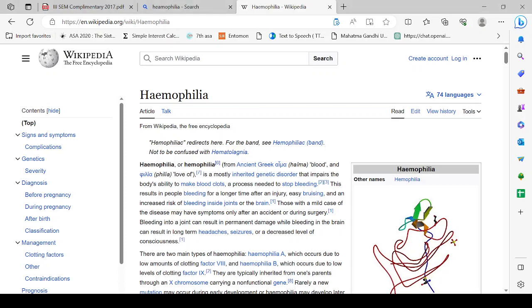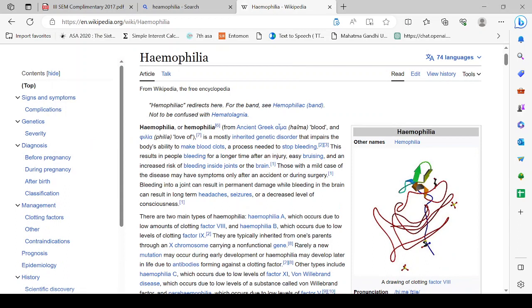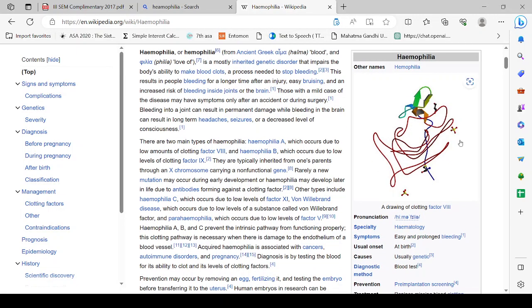Okay. So regarding haemophilia, you might have heard about haemophilia. It's a clotting disorder. While studying the different types of clotting factors, we studied one factor called anti-haemophilic factor. It is a clotting protein. If that protein is absent in your blood, your blood will not clot when there is some kind of bruise or injury.